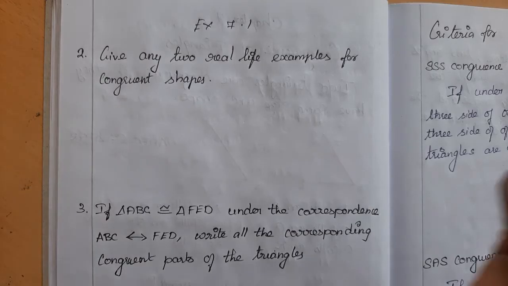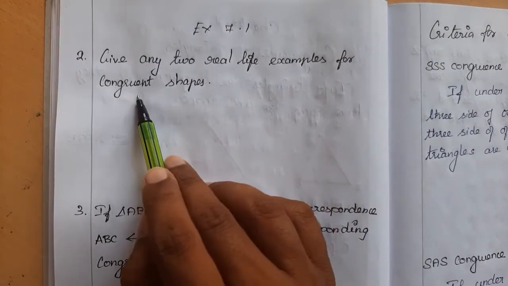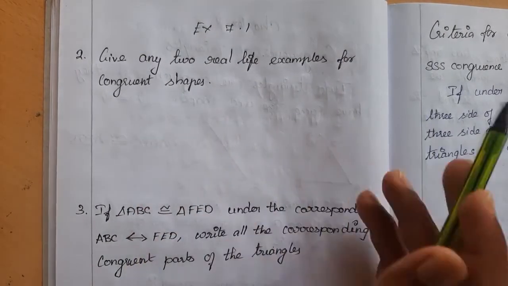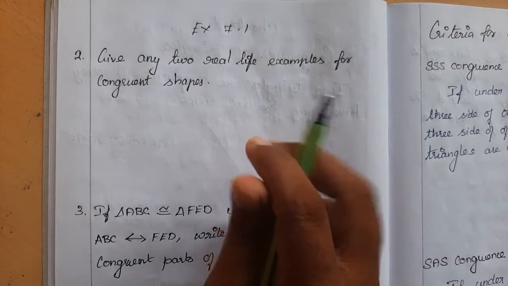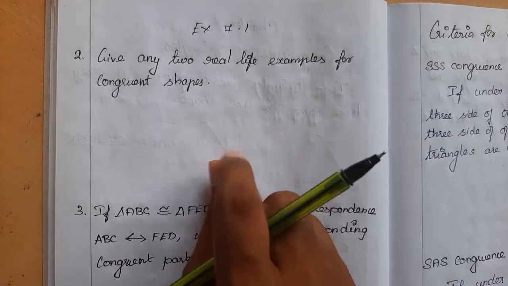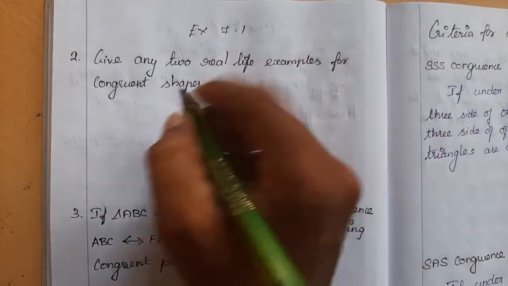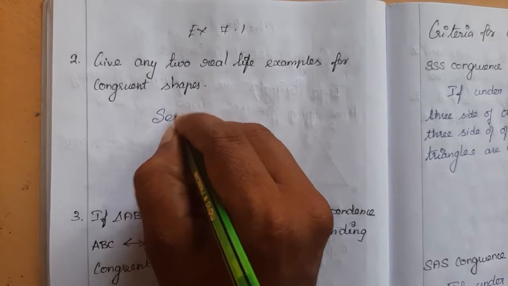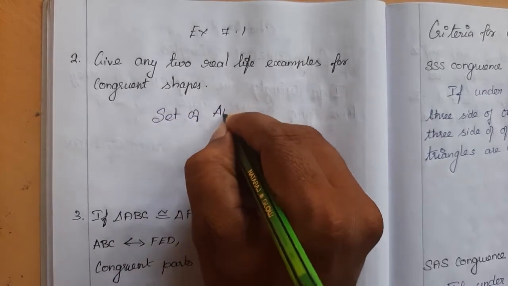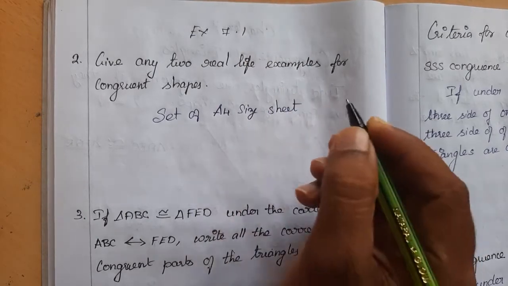So here come the problems. Give any two real life examples of congruent figures. It should be the same. You can choose a set of A4 sheets, right? If you take a bundle of A4 sheets, everything will be the same. So the first example: the set of A4 size sheets. Clear?